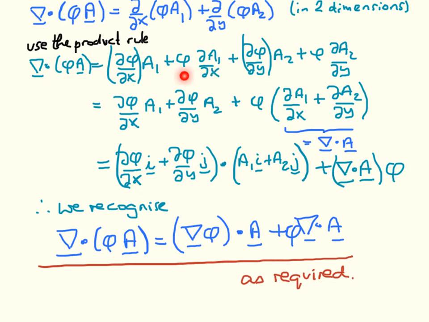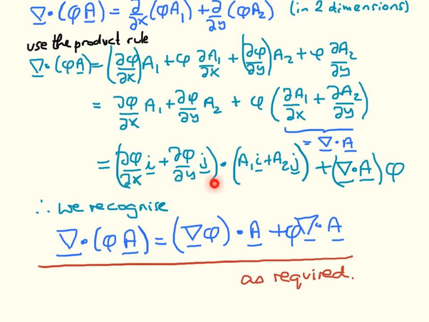And both of those terms are multiplied by phi, so we can pull that out as a common factor, and we have phi times dA1/dx plus dA2/dy. And this, I hope we recognize as the divergence in 2 dimensions of a vector field A. What about these terms? Well, this is also something we can write as a scalar product of 2 vector fields.